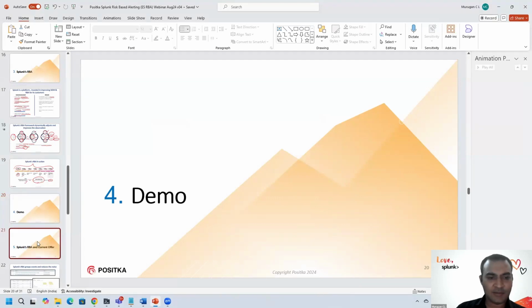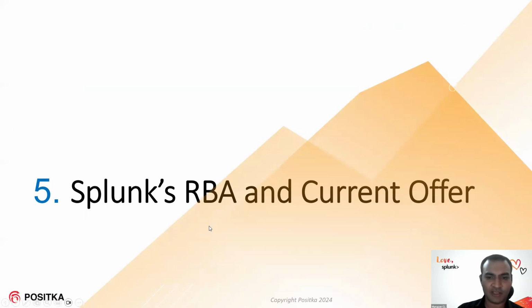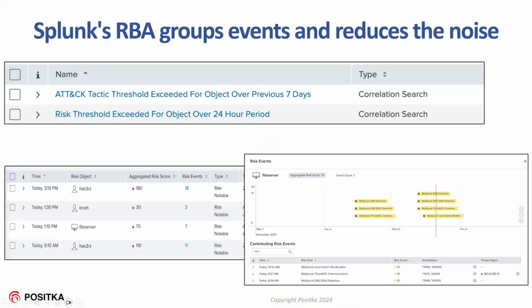All right. Coming back to the slides again, Splunk RBA. Splunk by default has these two grouping rules. As I said, the attack tactic threshold looks over a period of 7 days, and the threshold here is 3. So it will look for attack tactics, and if it identifies that for a particular object there are more than 3 attack tactics detected, then it would combine all of the findings and create them as a single alert.